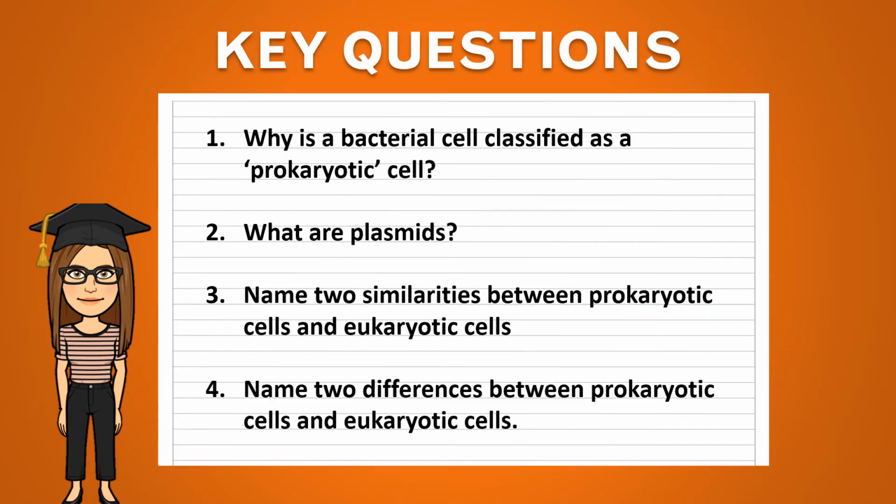Okay, so we now come on to our key questions. Number 1, why is a bacterial cell classified as a prokaryotic cell? Number 2, what are plasmids? Number 3, name 2 similarities between prokaryotic cells and eukaryotic cells. And number 4, name 2 differences between prokaryotic cells and eukaryotic cells. I suggest you pause the video here for 5 minutes and write your answers down.